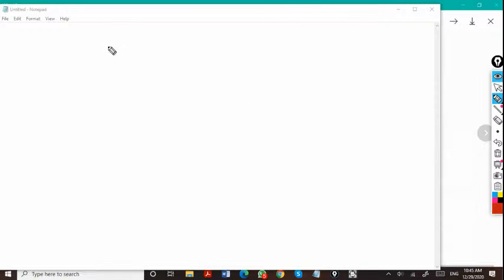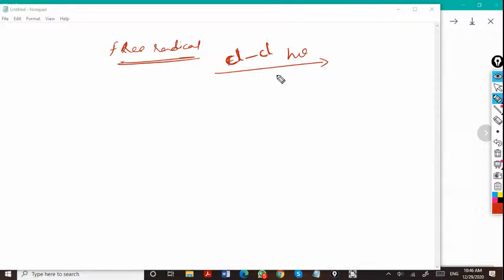So next, free radical addition reaction. Basically, free radical addition reaction is about the free radical additions of the halogens and other homodiatomic molecules. When a halogen is treated in the presence of photolight, it's going to give free radicals.